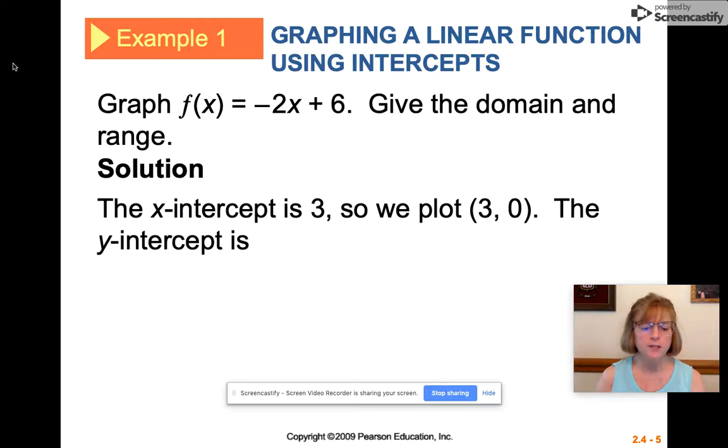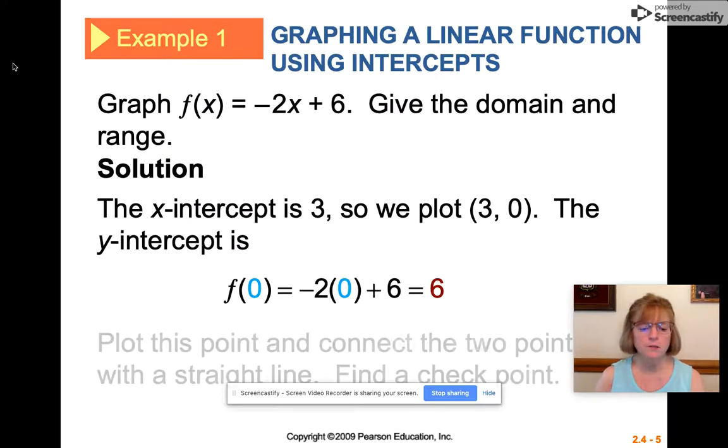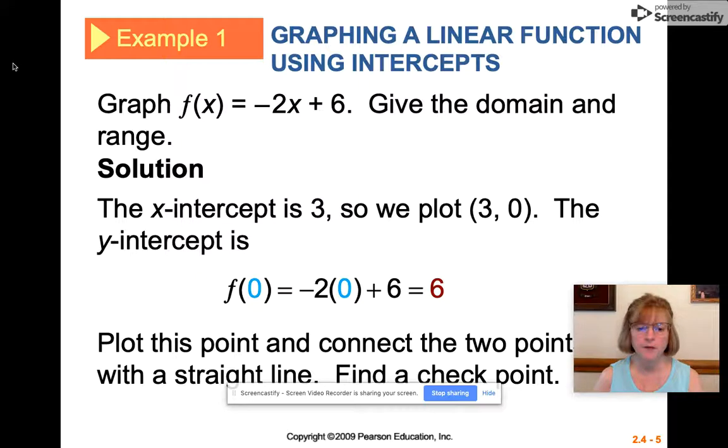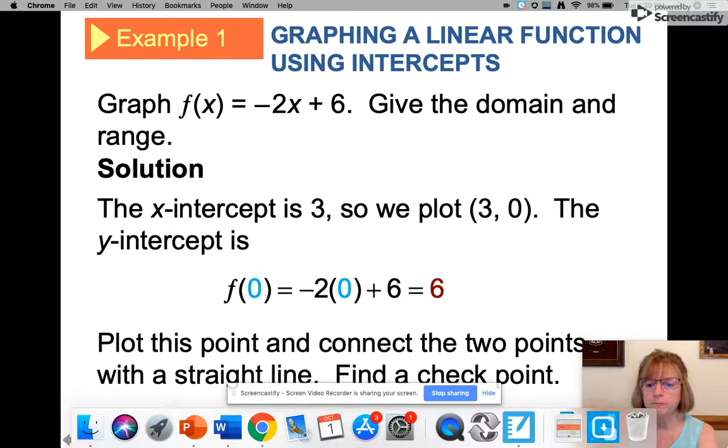The y-intercept is the point on the line that crosses the y-axis, in other words, the point where the x value is 0. You can see that when 0 is substituted in for x, f of x, or y, is equal to 6. Now you know the points (3, 0) and (0, 6) are 2 points on the line. So plot those 2 points, connect the dots, and voila, you have your line.